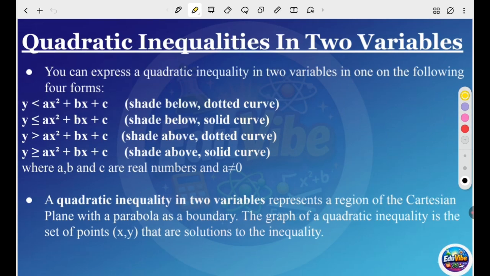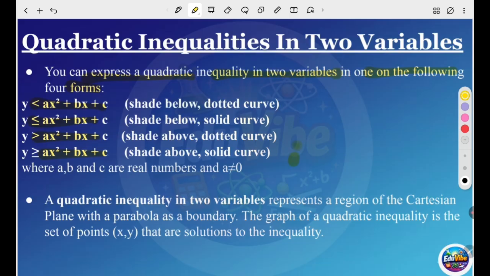Now we are on the quadratic inequality, and this is the same thing we have to discuss here too. If you can express a quadratic inequality in two variables in one of the following forms, they are the same things we have to think about. If we have less than, it is shaded below, and a dotted curve. In this we have to make the parabolas.